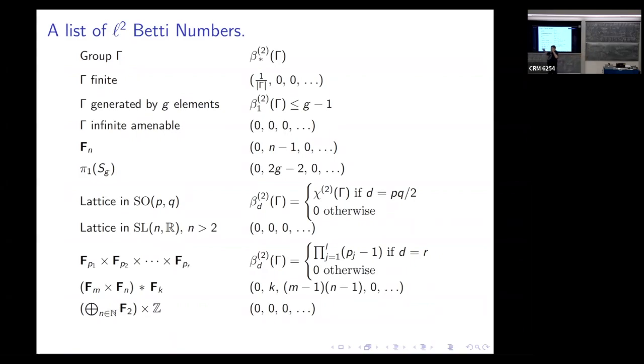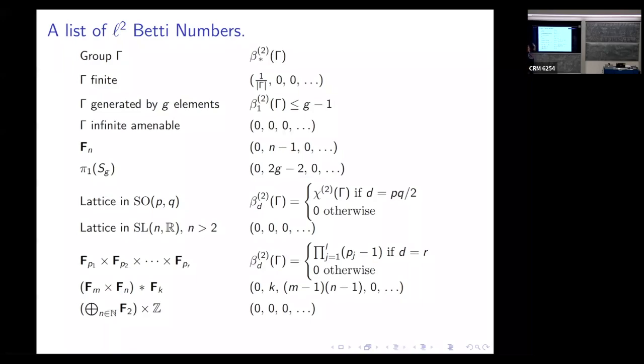You know that every infinite amenable group is orbit equivalent with Z. And for Z, it's very easy to check. For three-manifold groups, everything is zero except in degree one. For surface groups, and maybe Matthew will, this is an exercise, using the next slides, for lattices.